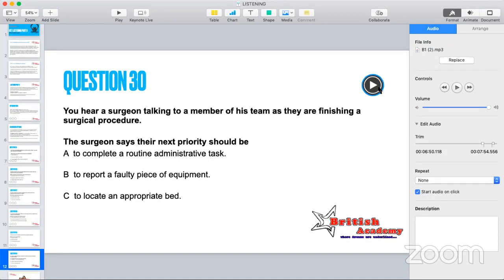The first option says to complete a routine administrative task, B is to report a faulty piece of equipment, and the C option is to locate an appropriate bed. Now over here, it clearly says, first thing when they started, okay, let's do a regular sign out. They did not say anything about the routine administrative. It is not an administrative task at all. So the option which we can remove over here is A, to complete a routine administrative task. They were not completing any routine administrative task.